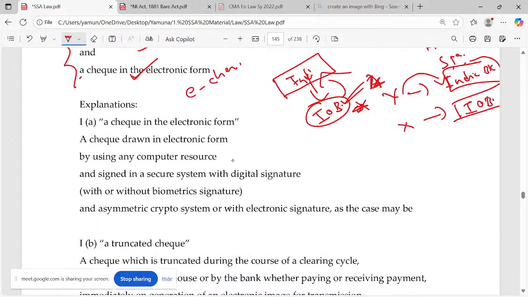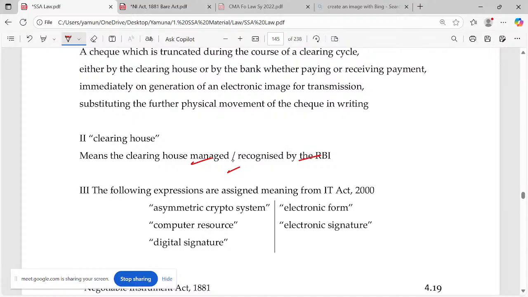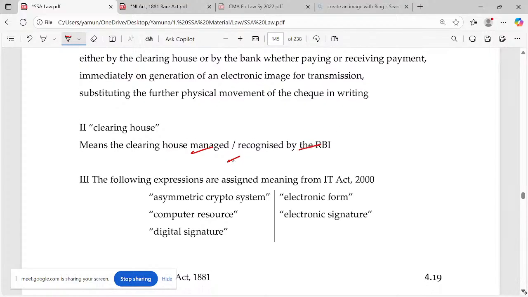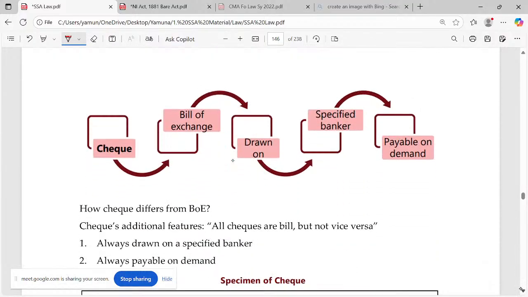So explanation. This is what I have discussed, and I'm not going line by line. Truncated check I have explained completely. Clearing house managed and recognized by RBI. And because we are talking about electronic form, electronic signature, asymmetric crypto system like encrypting and decrypting, and digital signature, all this follows from the IT Act 2000, information technology. Okay, so this is how it has been done.